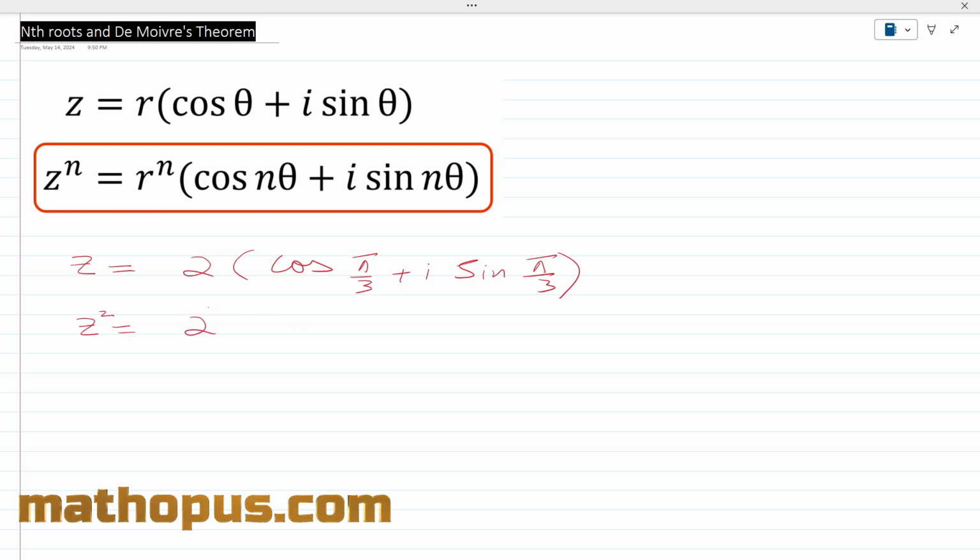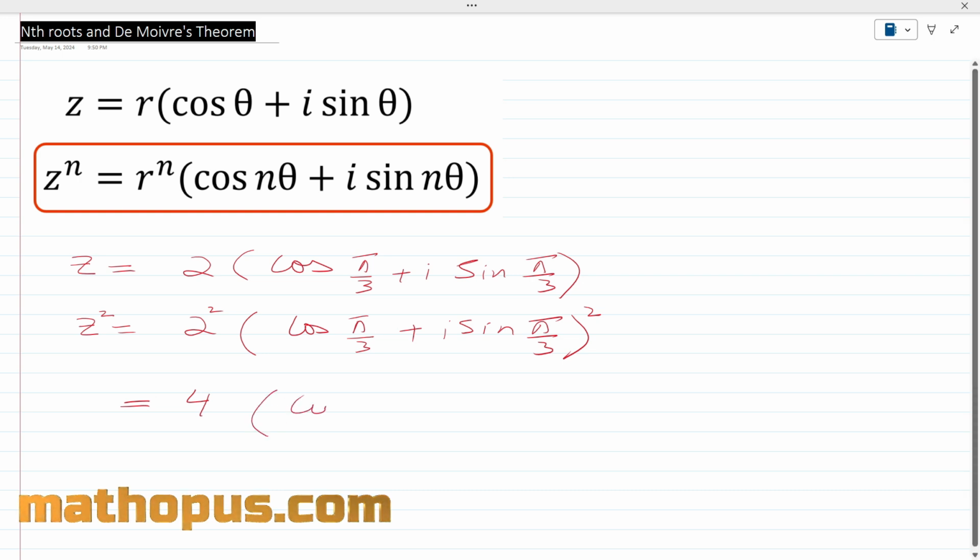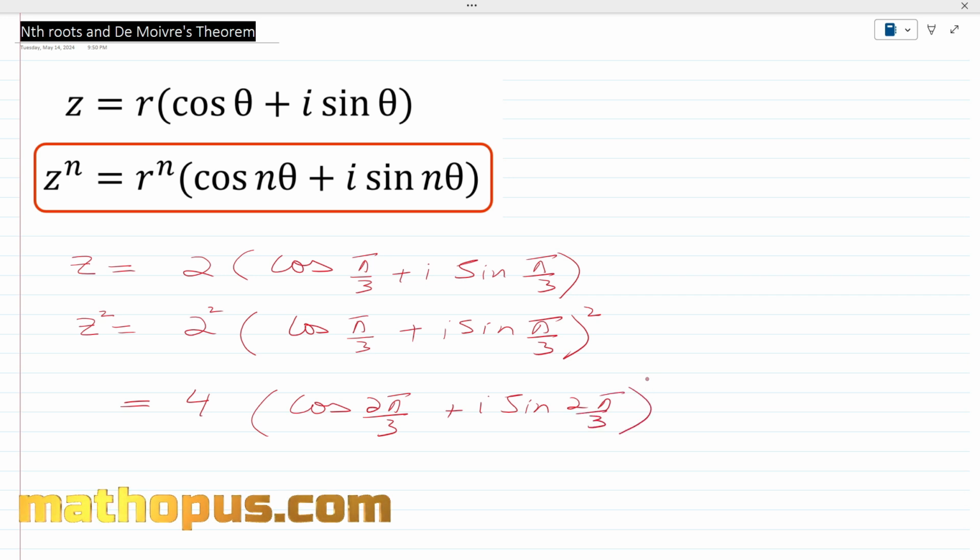It means the square of the magnitude and the square of this whole complex number in polar form, power 2. And what De Moivre's theorem says is that whatsoever the power is, it will be multiplied with the angle. So it becomes 4, then cos 2 pi over 3 plus iota sine 2 pi over 3. So that would be the square of this given complex number.